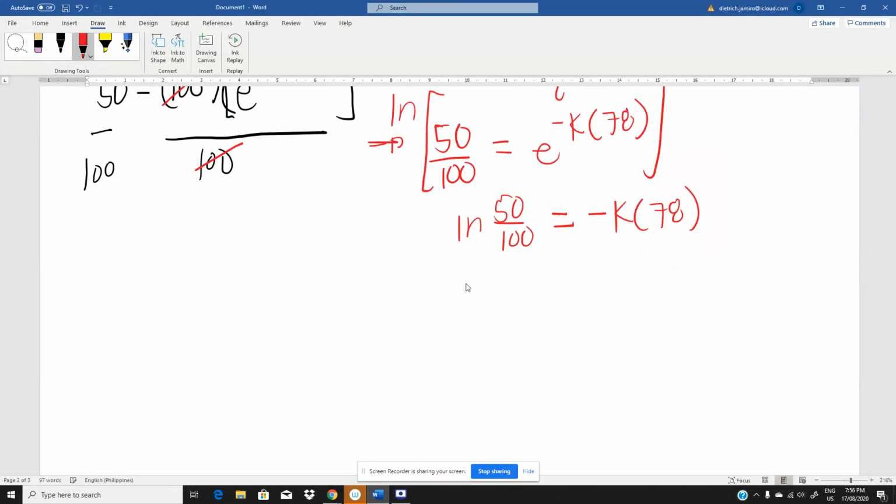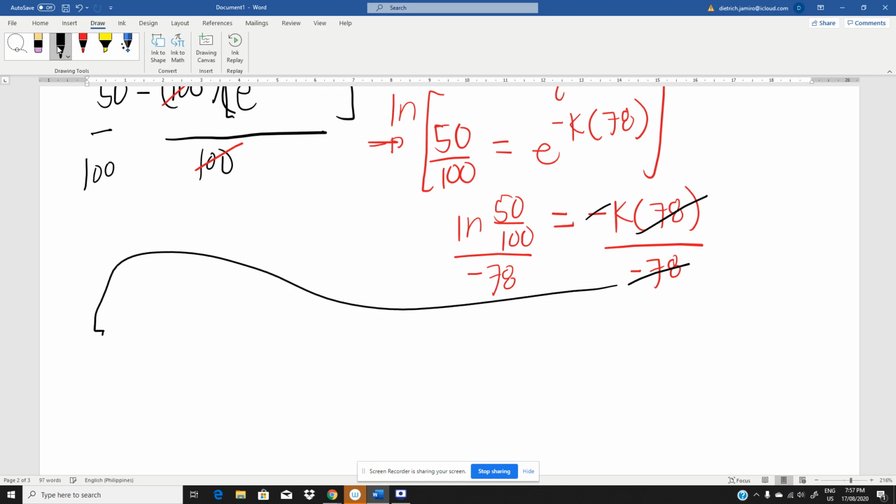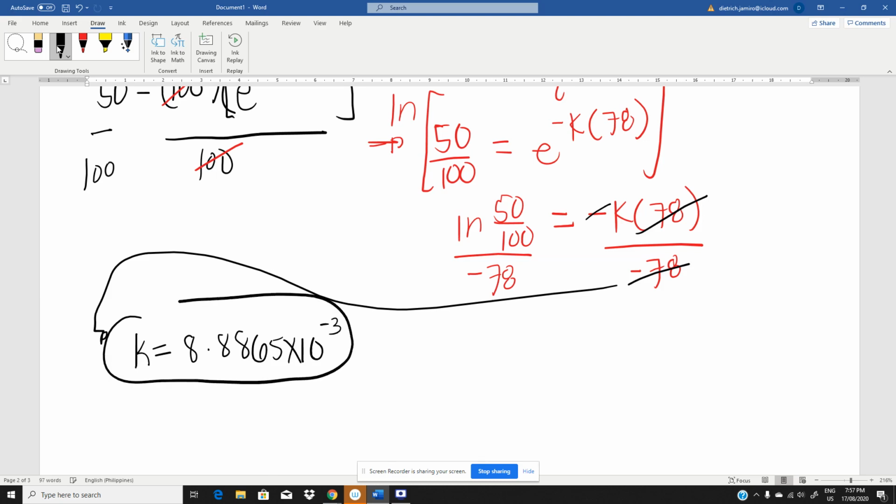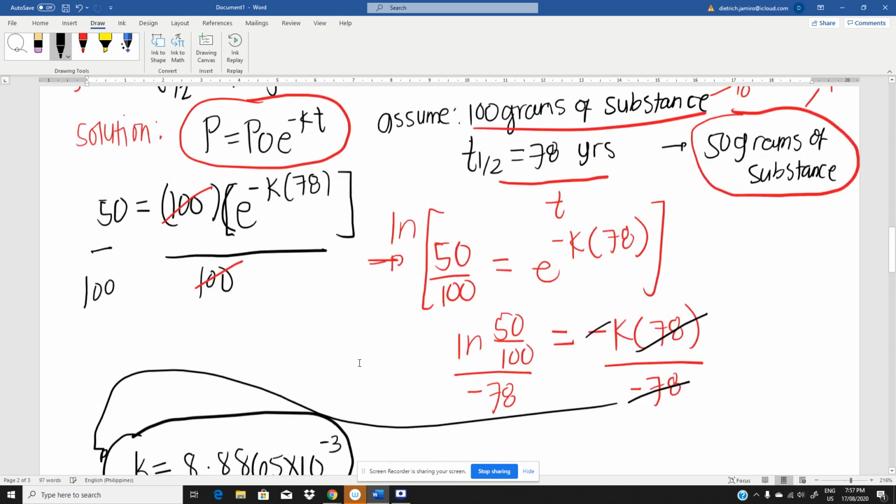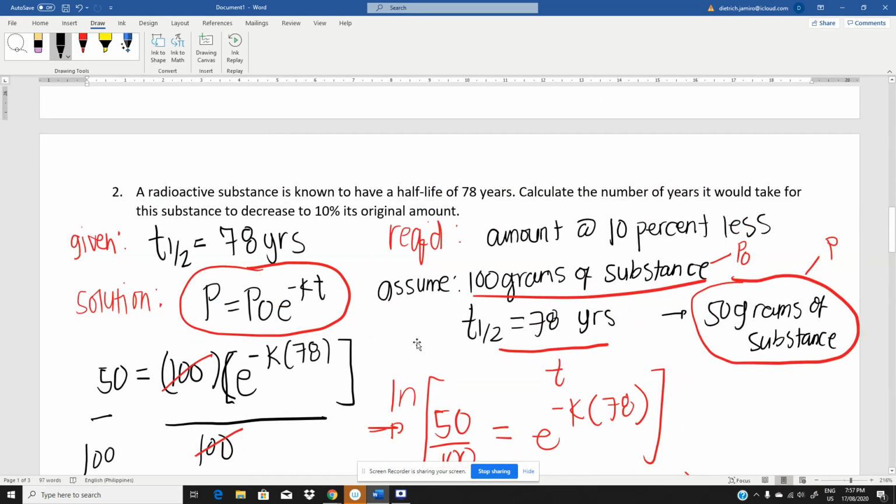Then, dividing both sides by negative 78 to get our constant of proportionality, the negative 78 will cancel out on the right side. So we will have K equivalent to 8.8865 times 10 raised to negative 3. So that's our constant of proportionality. Then we will use this to solve for our required value.